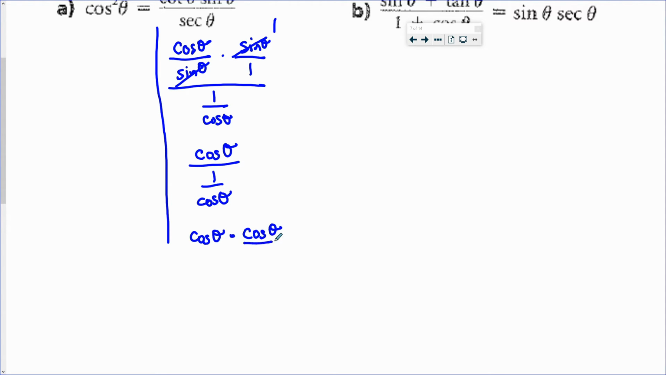So I have cos theta over 1. And cos theta times cos theta would be cos squared theta. Note how we write it. The squared comes before the theta symbol. It's just the way that we write it. It's just a notation thing.